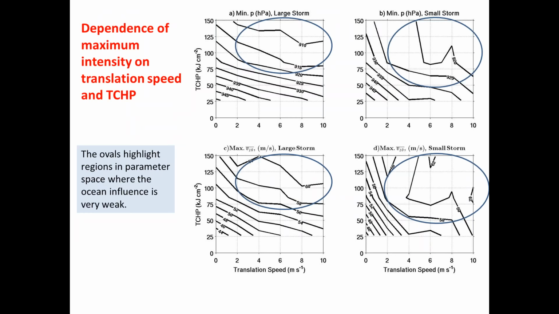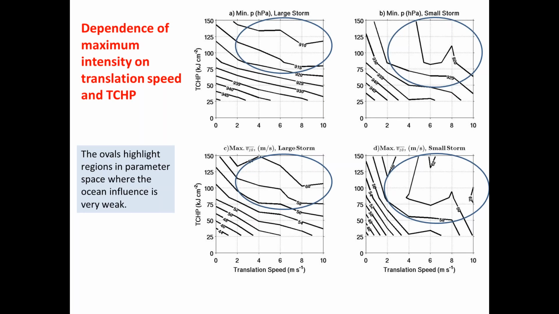I ran a large number of experiments, and this intensity information can be plotted in a parameter space with the x-axis being storm translation speed, the y-axis being heat potential. The two panels on top show the minimum central pressure. The two on the bottom are for maximum wind speed. The left column is for a large storm. The right column is for small storm. And when you do this plot, what you see is that there are large regions, especially for small storms, in this parameter space where the ocean is not going to have a large influence on intensity.